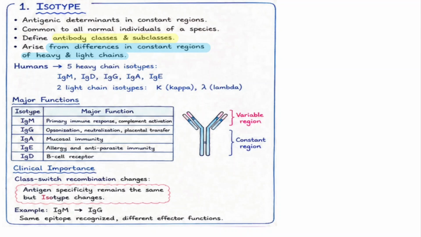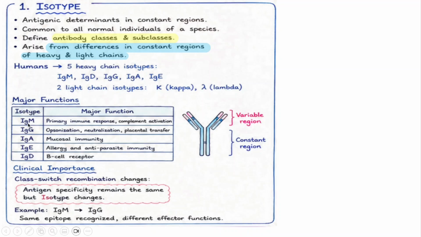For example, in primary or first time infection, the first antibody produced is IgM. But if the infection persists or the body is infected with the same antigen more than once, there is class switching, and the class switching takes place into IgG. So IgM and IgG differ in the heavy chain. Both are directed against the same antigen but can perform different functions.